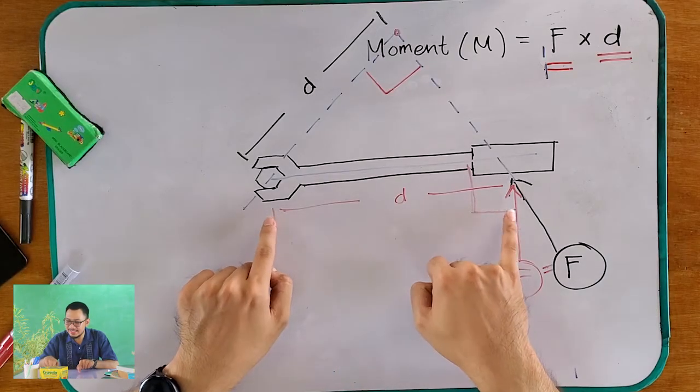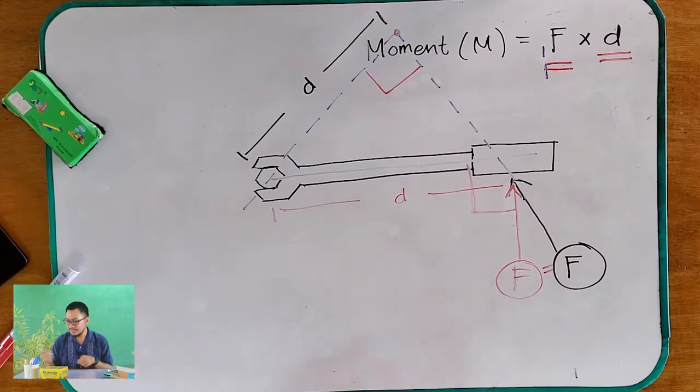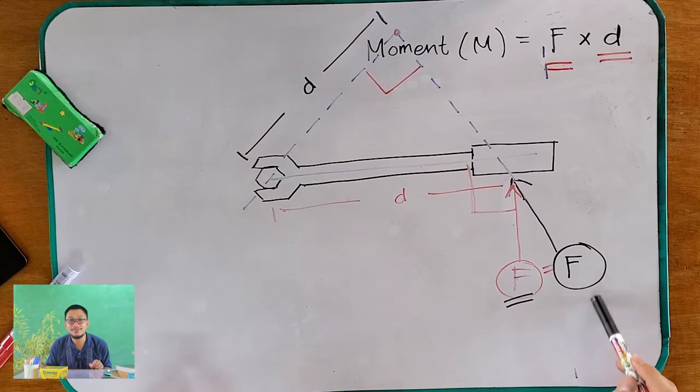Pareha sila og magnitude sa F, sa D sila ang naglahi. And probably makasulti ta nga, the higher the moment arm, the greater the moment. So which one of these two has a higher moment arm? We can say that this one has a higher moment arm. Therefore, this force can create a larger moment than this force.